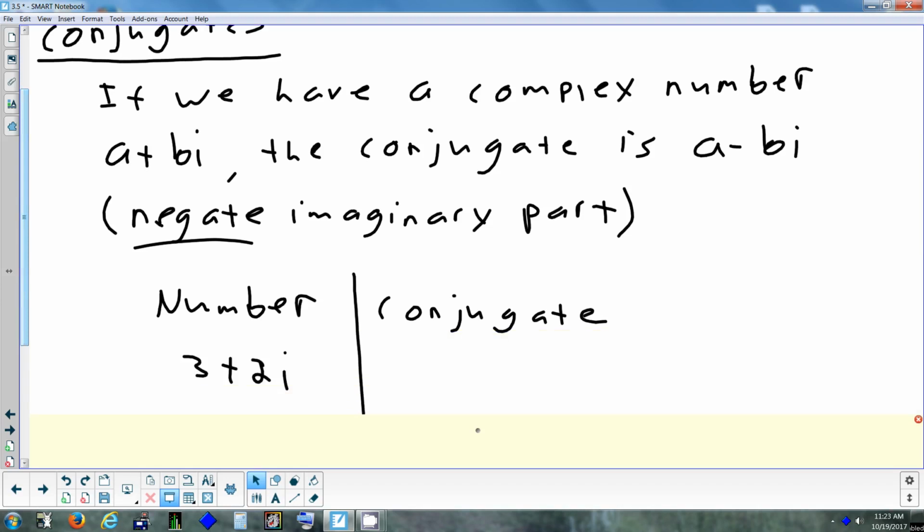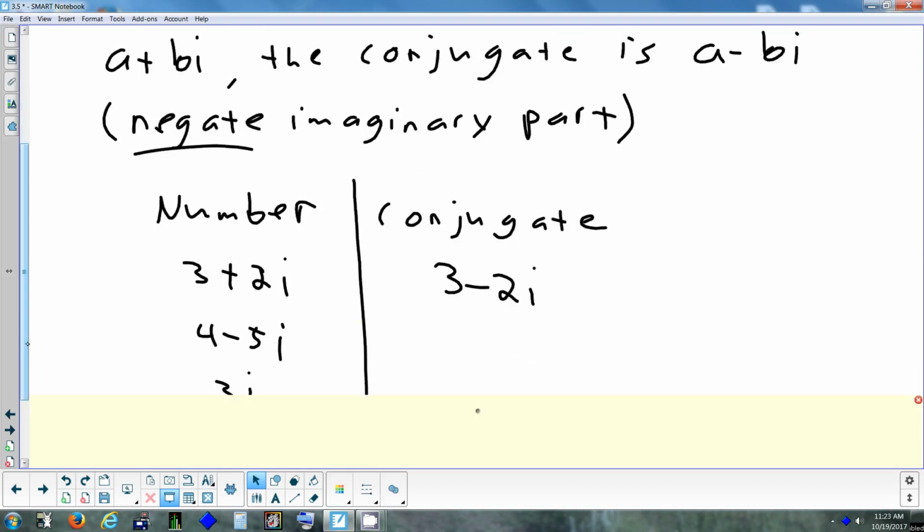Okay, so let's just practice a couple of those. If you had 3 plus 2i, what would be the conjugate of 3 plus 2i? 3 minus 2i. Yep. What if you had 4 minus 5i? It would be 4 plus 5i. What if you just had 3i? Negative 3i.